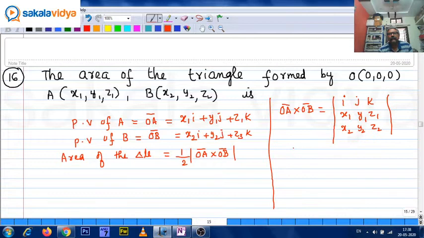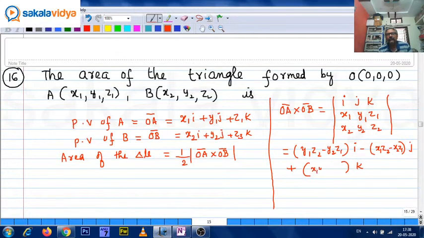Expand by the first row, you will get (y1 z2 minus y2 z1) i minus j (x1 z2 minus x2 z1) plus k times (x1 y2 minus x2 y1).